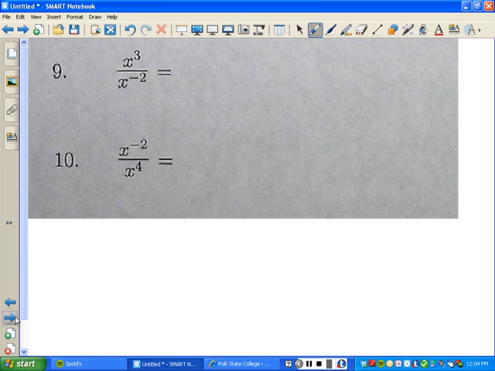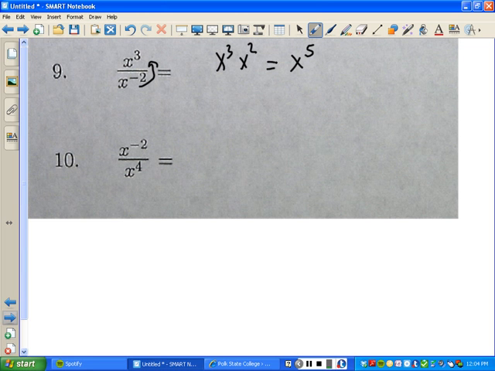Now, what we know about negative exponents: if they're on top, they go to the bottom; if they're on bottom, they go to the top. So this negative 2 is going to go where? It's already on the bottom, right? So that's going to be x to the 3rd, x to the 2nd. Notice that once we move it, it becomes positive, right? So this is what? x to the 5th. Do we agree?